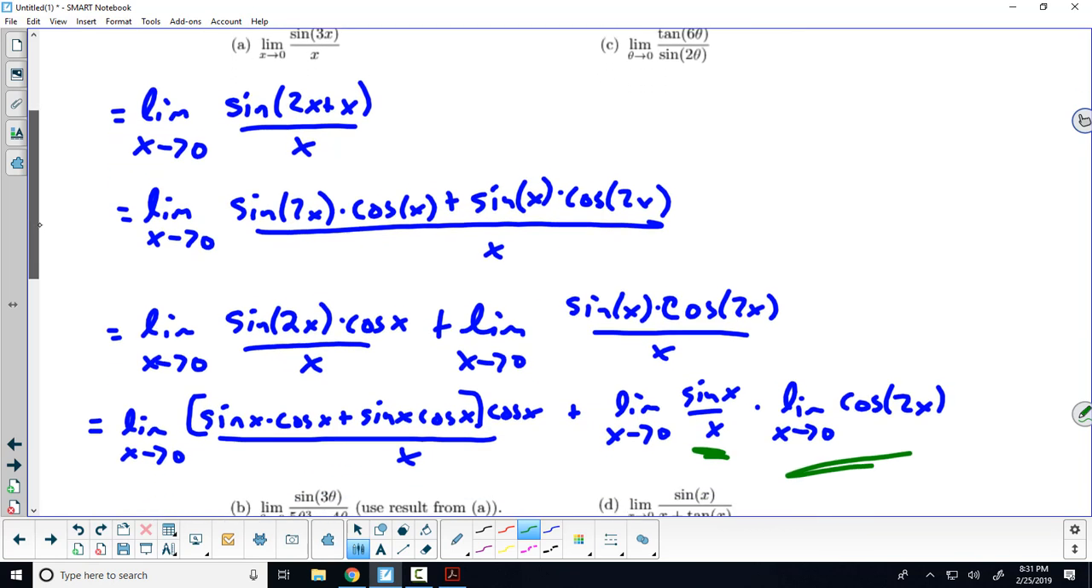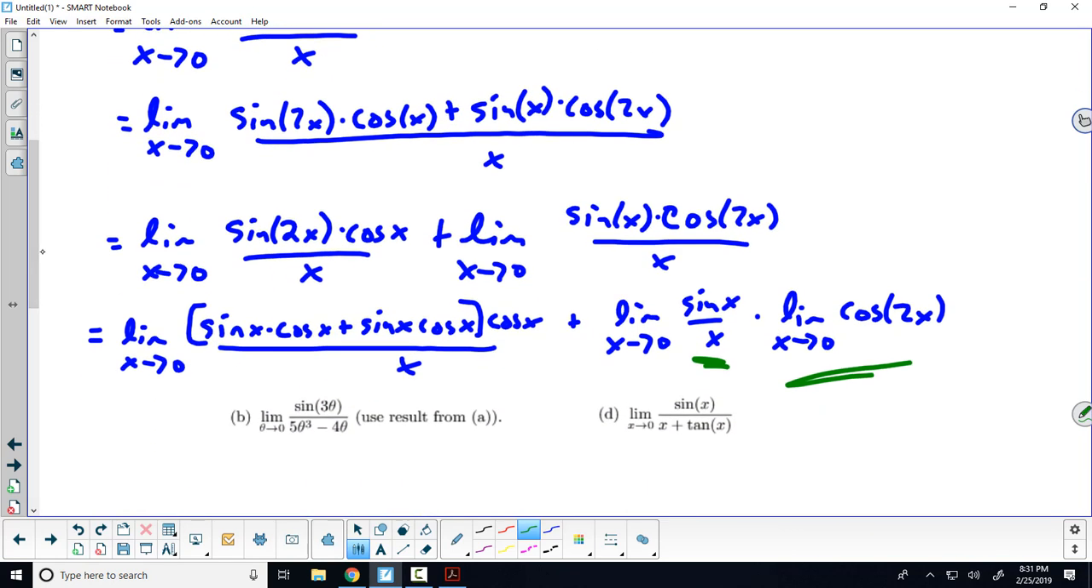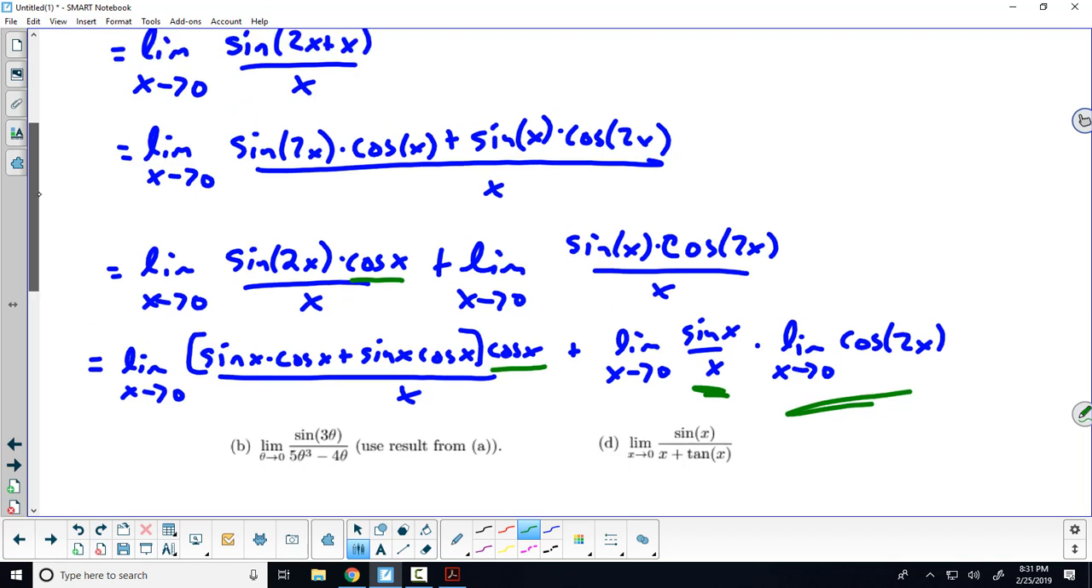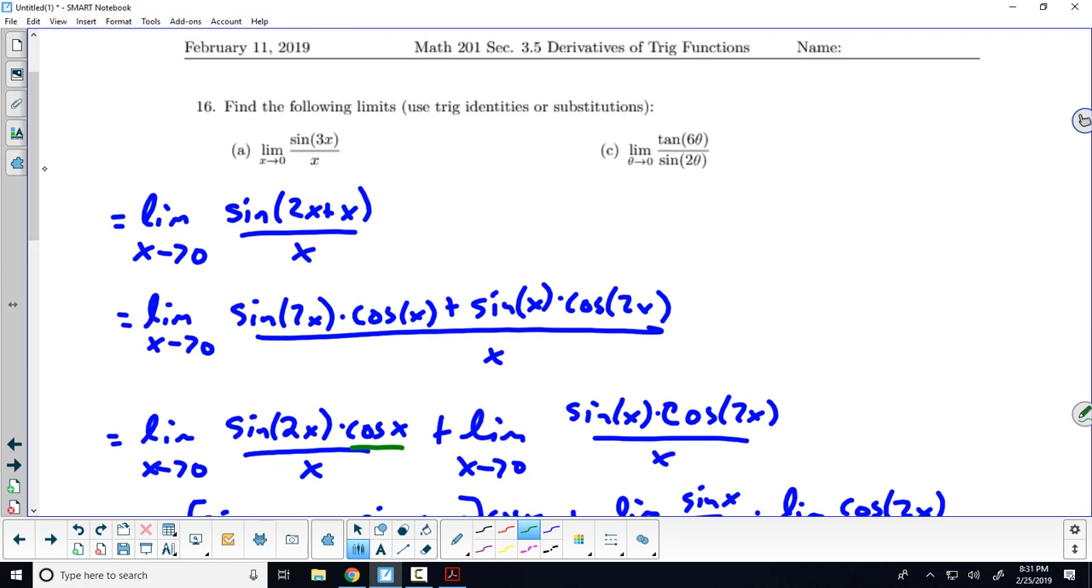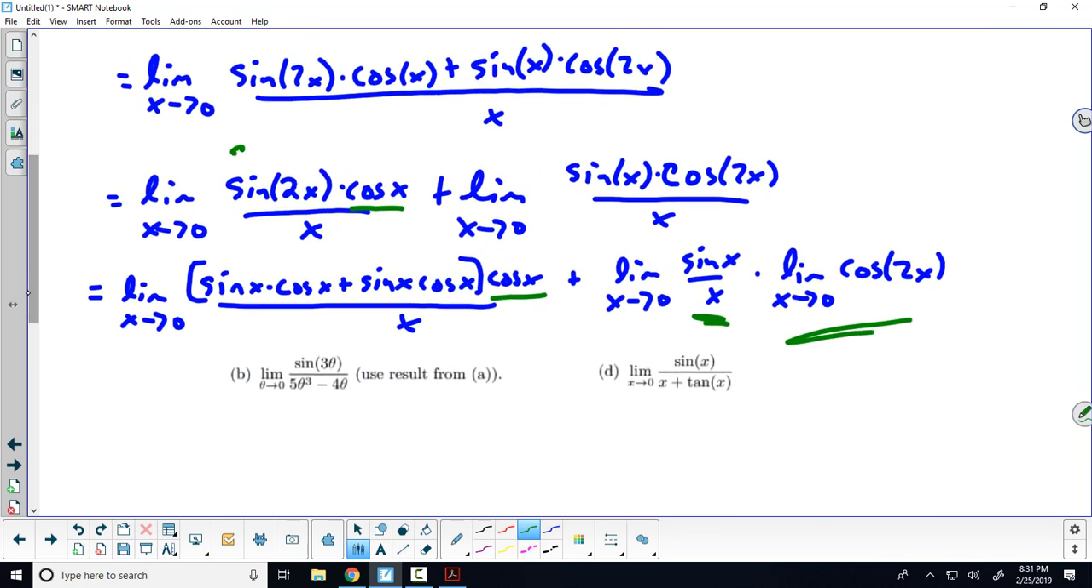Yeah, Maria. Sorry, I got lost. Where did the sine 2x times cosine x go? So this sine 2x, so here is the cosine of x right there. And then I broke up this sine 2x using a similar property to what I did right here. So I thought of the sine 2x as the sine of x plus x. And then I used the sum angle on that. So the sine of the first times the cosine of the second plus the sine of the second times the cosine of the first.